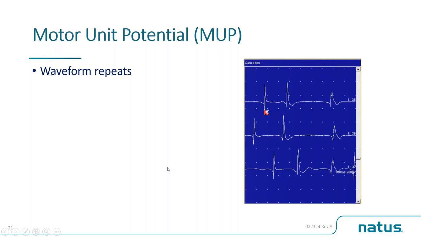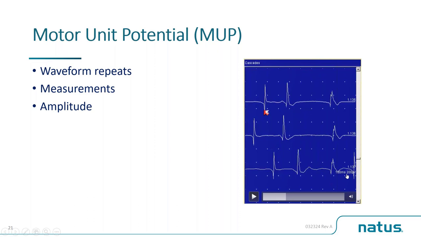We can make measurements, and the amplitude is the simplest measurement. My gain is 200 microvolts per division. And this waveform is roughly two divisions tall. So that gives us an amplitude of 400 microvolts. Similarly, this motor unit potential is also 400. This one is just a little bit above 200. So that's quite easy.